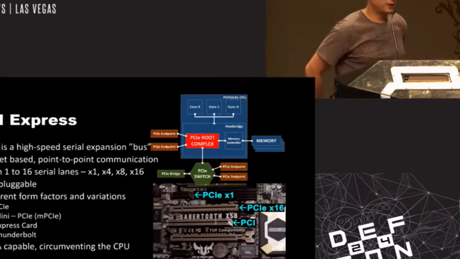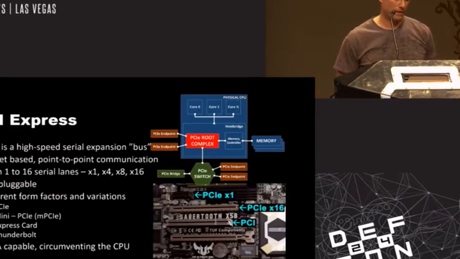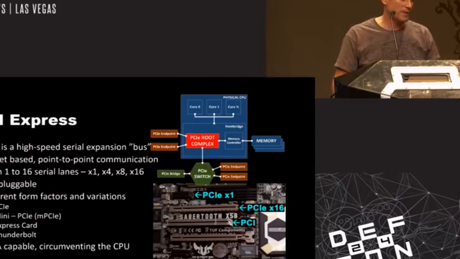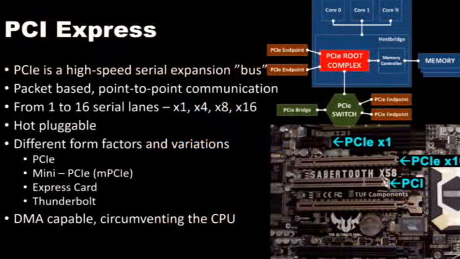But what makes all this possible is, of course, PCI Express. PCI Express is a high-speed serial expansion bus, or it's not really a bus since it's point-to-point communication, but anyway, it's packet-based. To the upper right, you see a schematic of PCI Express. You have the PCI Express root complex anchored within the CPU chip. From this root complex, you have several serial lanes that you can connect PCI Express endpoints to. You can also connect PCI Express switches and bridges. So you can say that PCI Express forms a small device network within a computer.